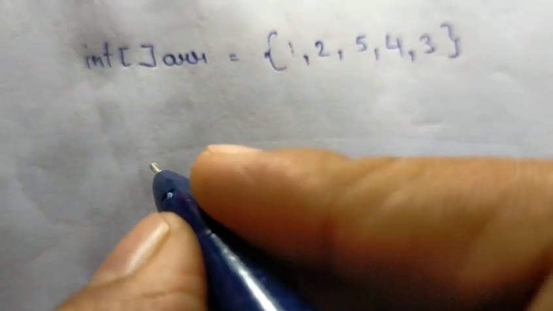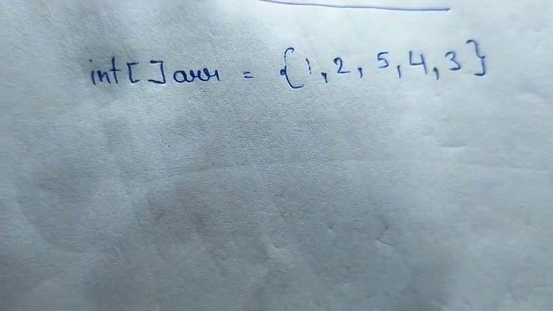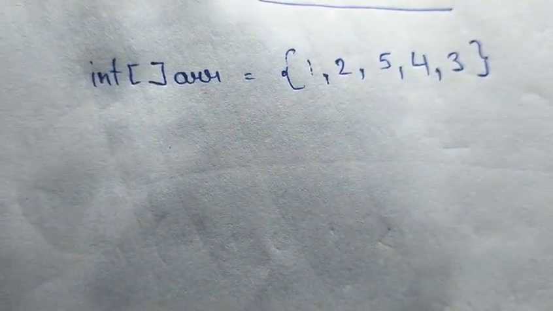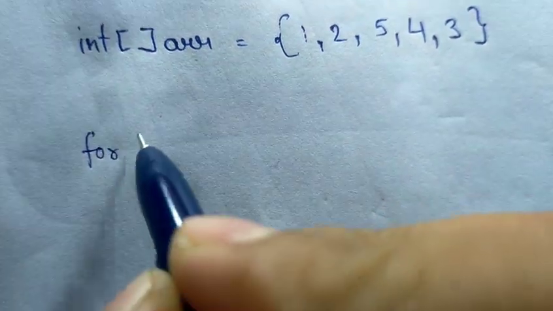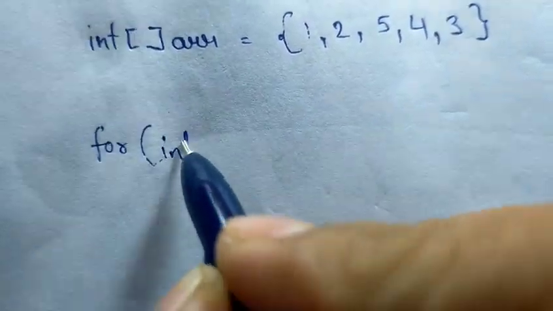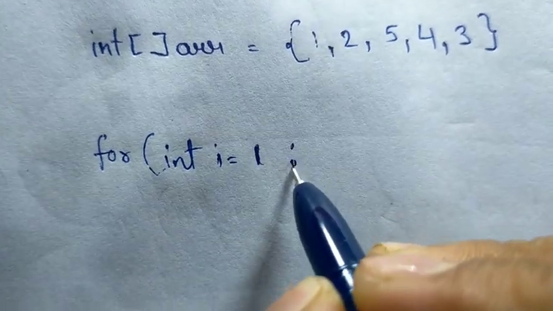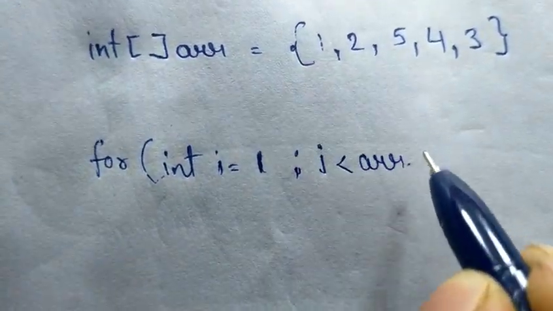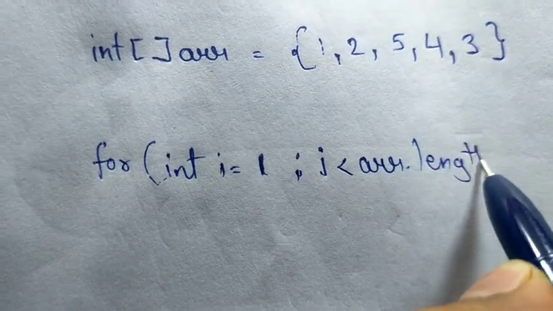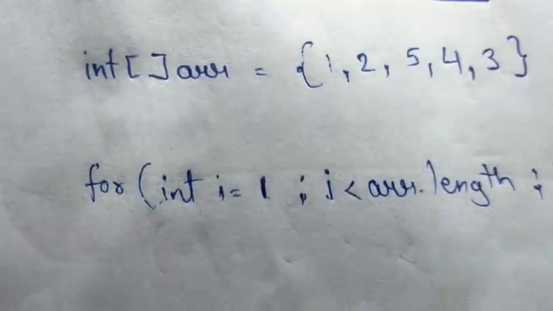First of all, it is very easy. I am going to explain the easiest way, so just listen to me very carefully. First of all, we should traverse the array. So for int i = 1, while i is less than arr.length, then i++.